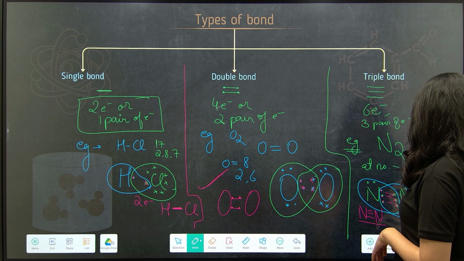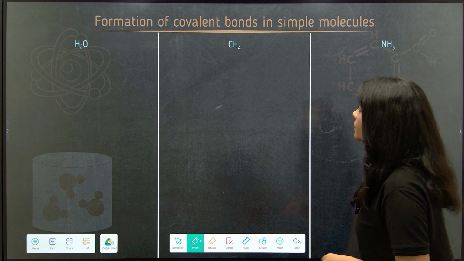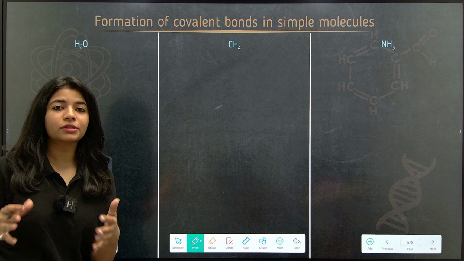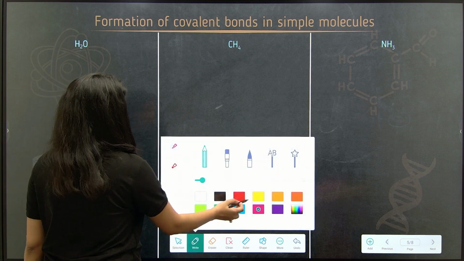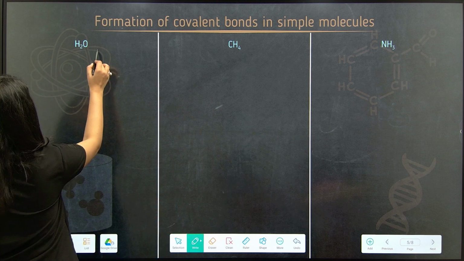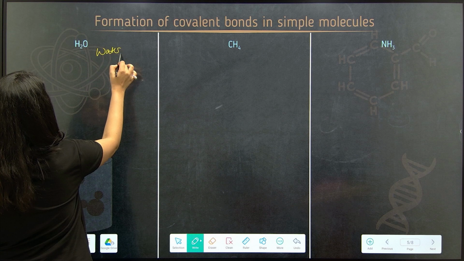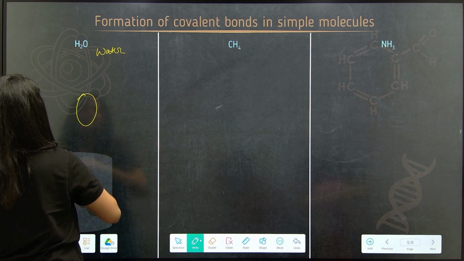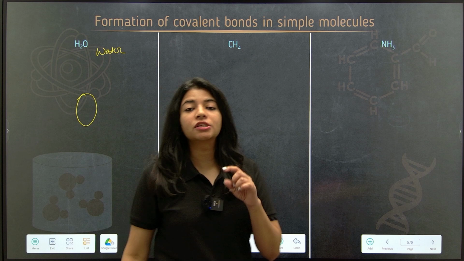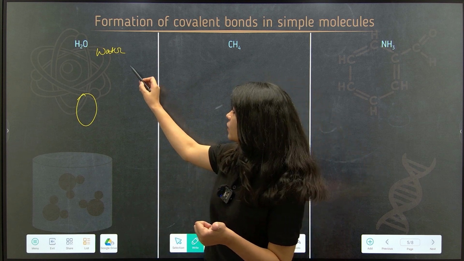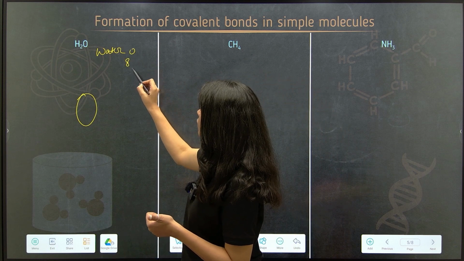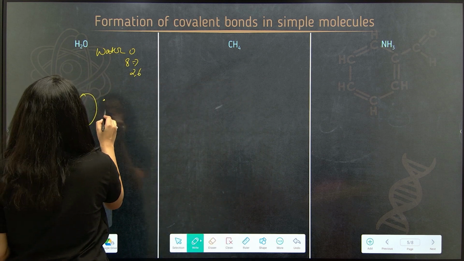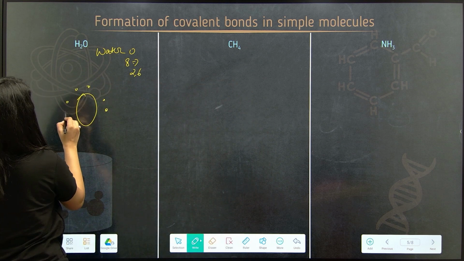Okay, now let's move on. So here we have to form some covalent bond in simple molecules. Let's try one by one. So the first one is water, okay, H2O. So in this, two types of atoms are present, oxygen and hydrogen. So oxygen has how many electrons in its outermost shell? Oxygen atomic number is 8, okay, and electronic configuration will be what? 2, 6. So let me draw 6 electrons, 1, 2, 3, 4, 5 and 6, okay.